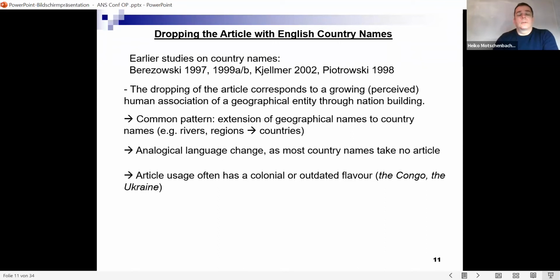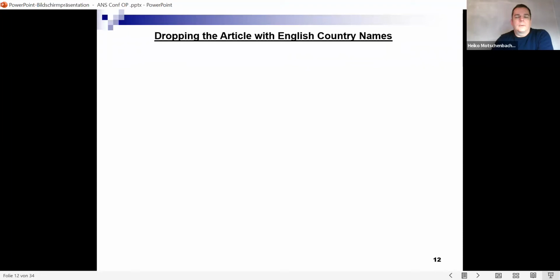It's also important to note that article use with country names is nowadays often avoided because it has negative connotations. So if you think of phrases like the Congo or the Ukraine, this sometimes has a colonial or outdated flavor, and this is also why many people tend to avoid articles with country names today.